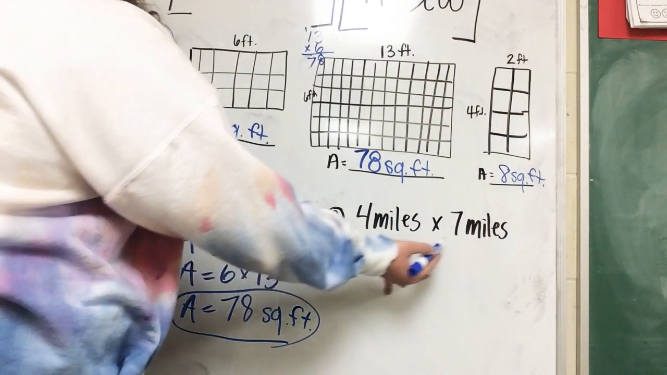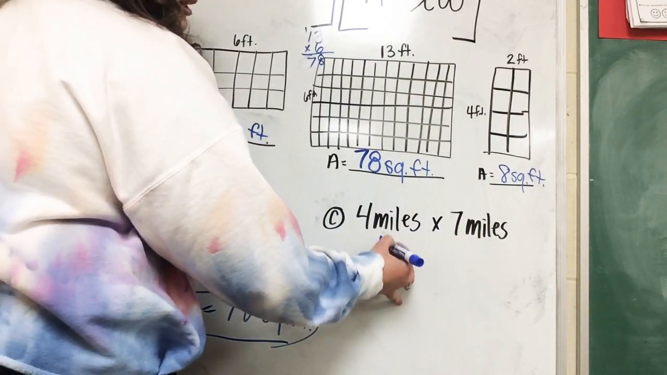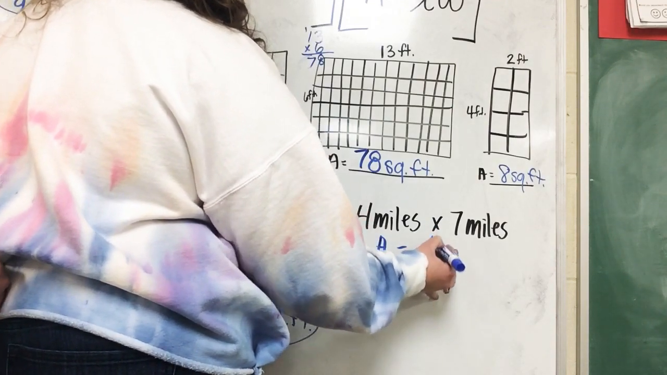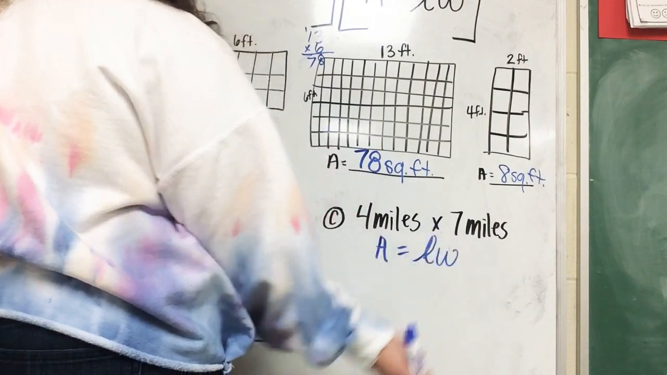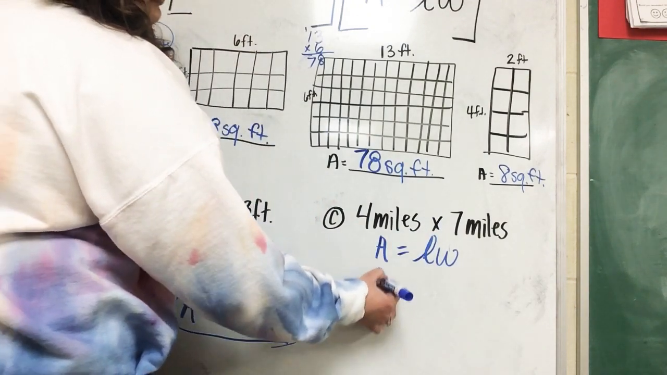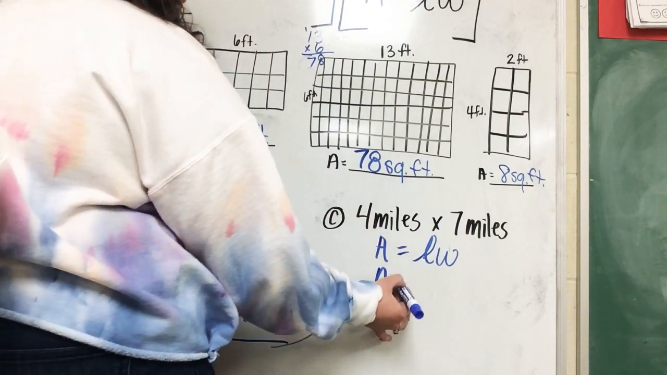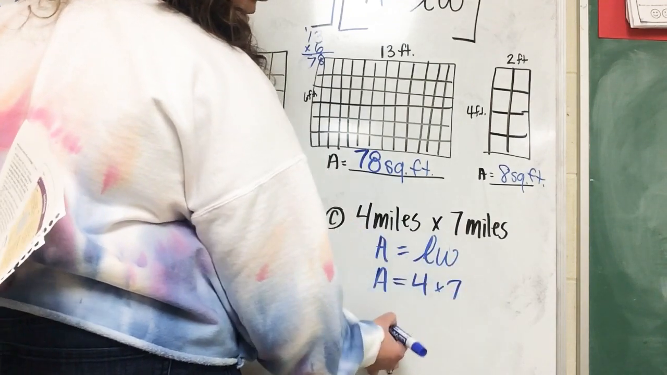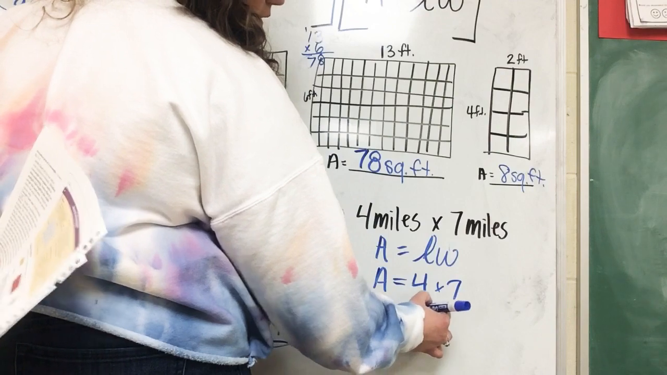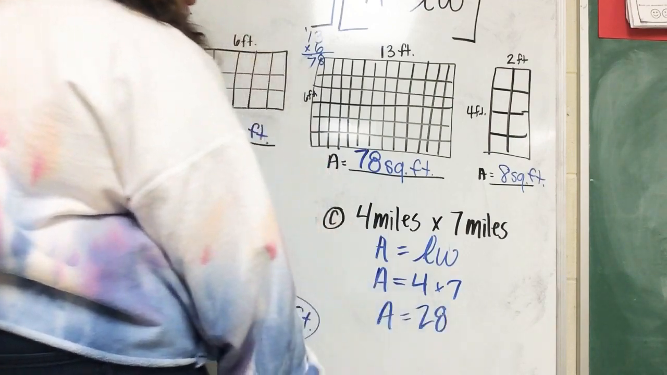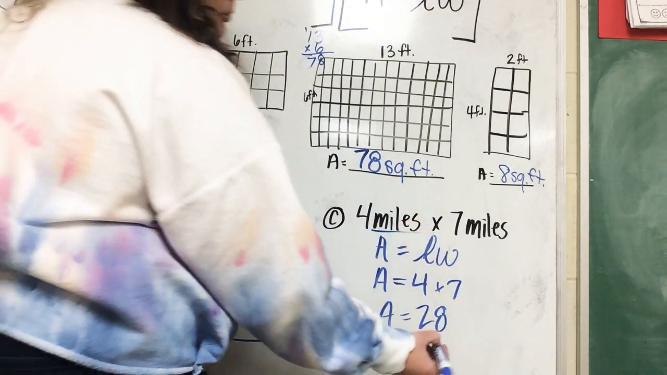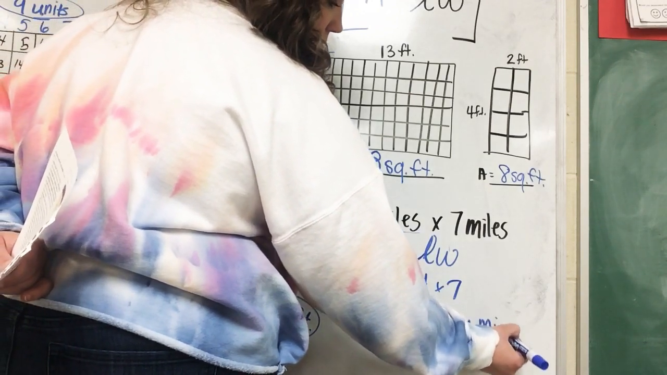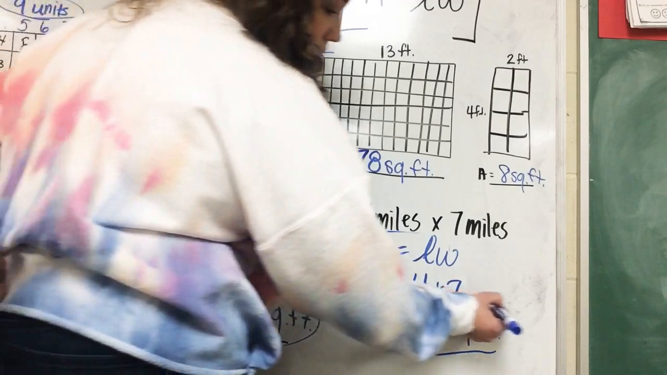Okay, last one, miles over here. We have 4 miles by 7 miles. Our formula is A equals length times width. I didn't do the multiplication symbol in that one. Length times width. So my length is what? I'm going to assume 4. My width is what? 7. So area, when we solve, it's going to be 28. 28 what? Not just miles, square miles. Okay? There you go.